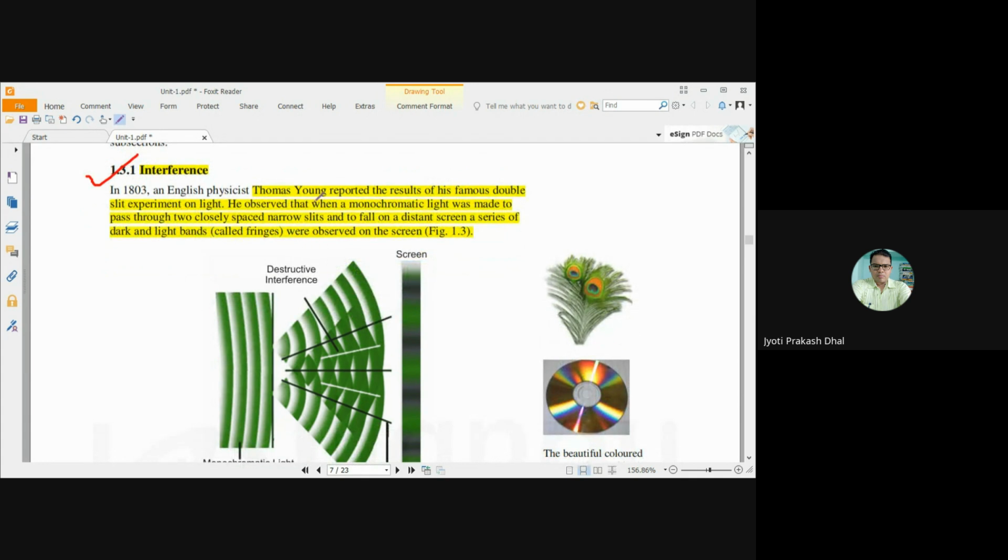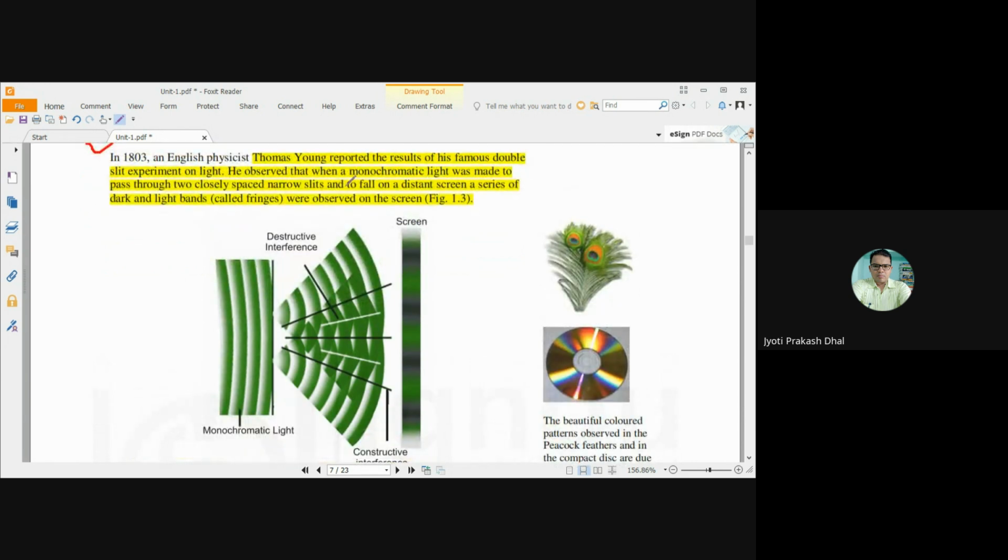Interference means Thomas Young reported the result of his famous double slit experiment with light. He observed that when monochromatic light was made to pass through two closely spaced narrow slits to fall on a distant screen, a series of dark and light bands was observed.